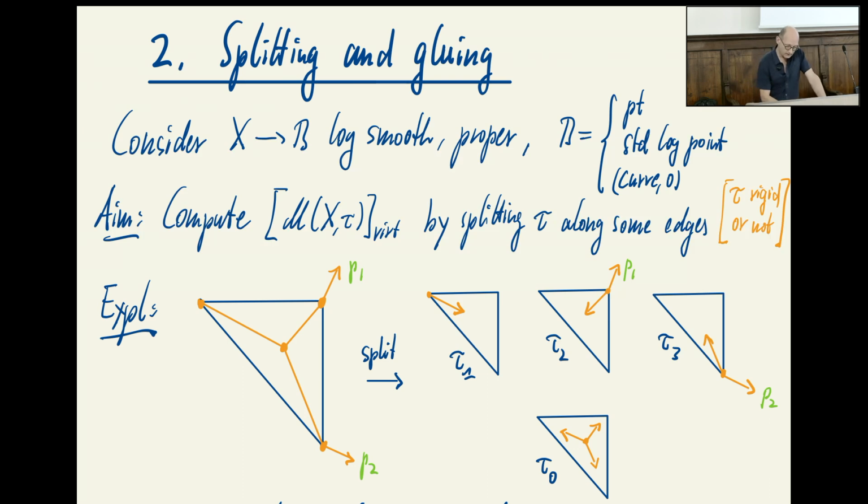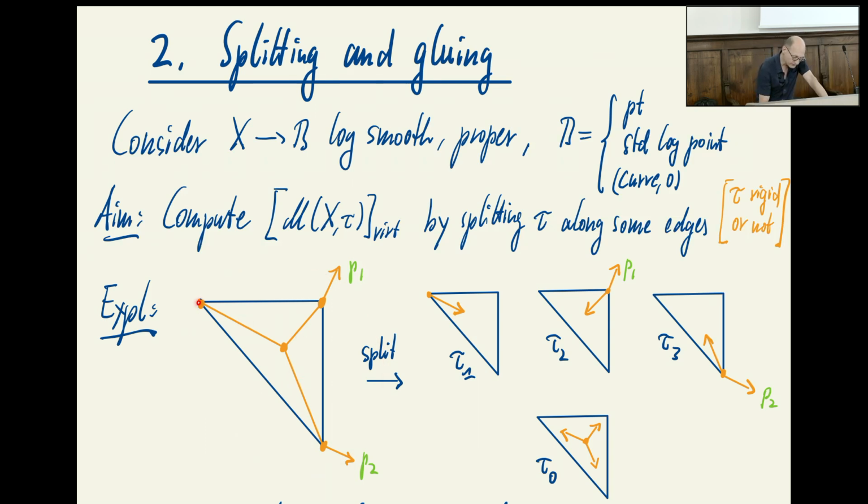Okay, so let me look at this kind of log smooth and proper family X over B. And B could be a point, a standard log point, or a curve with an origin. Exactly the situation where you want to use degeneration results. And we want to compute this curly M or script M of X tau, the virtual fundamental class, by splitting tau along some edges. So in this particular example, I have 3 edges that I can split.